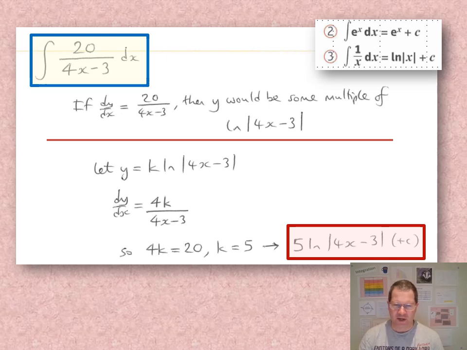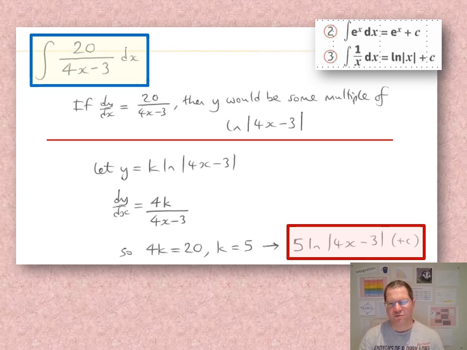So let's let y equal k log(4x minus 3). And then when we differentiate it again by the chain rule, we get 4k over 4x minus 3. Comparing that with the original, we have 4k is equal to 20, so k is 5, and that means that our integral is 5 log(4x minus 3) plus c.